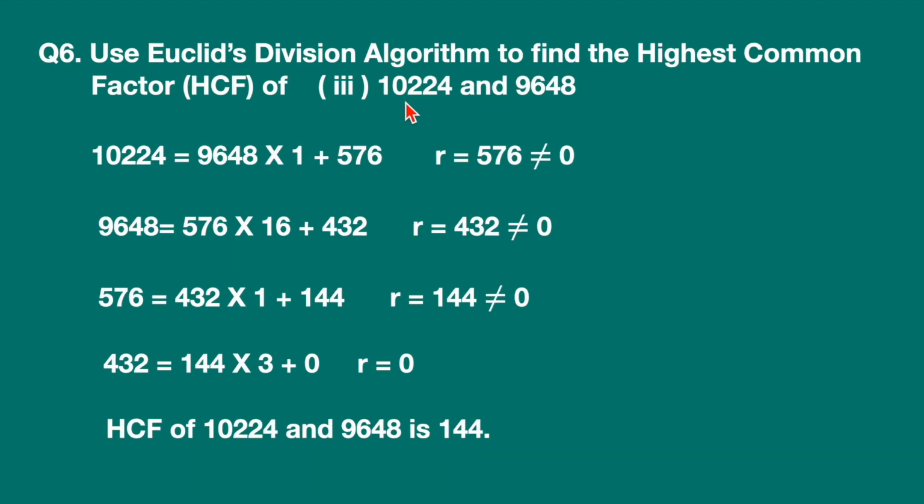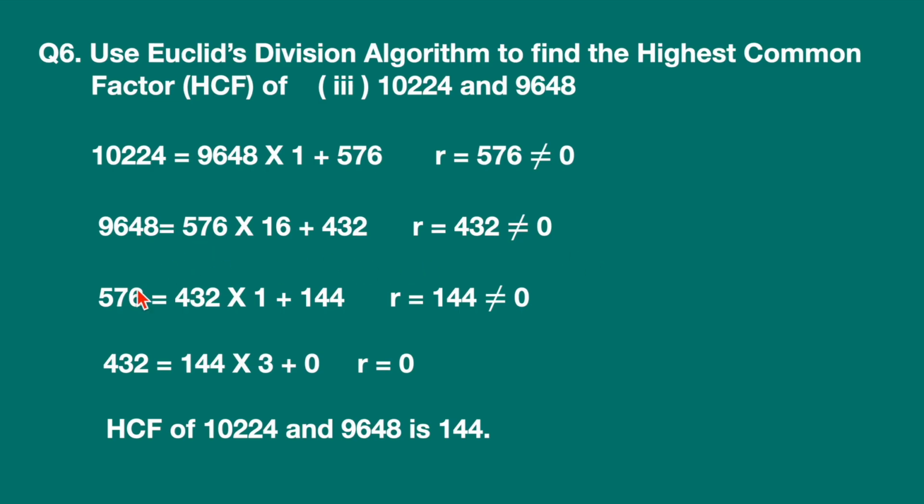Okay, so these are the two numbers, 10,224 and 9,648. Write down this is the bigger number. 10,224 is equal to 9648 multiplied by 1 plus 576. R is equal to 576, not equal to 0. Take this as A, so 9648 is equal to 576 into 16 plus 432. Again R is not equal to 0.